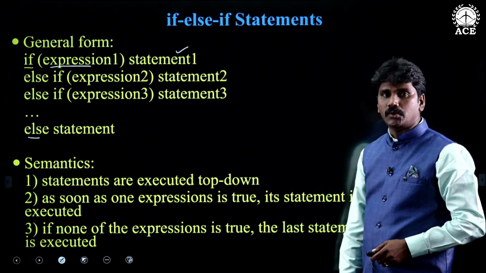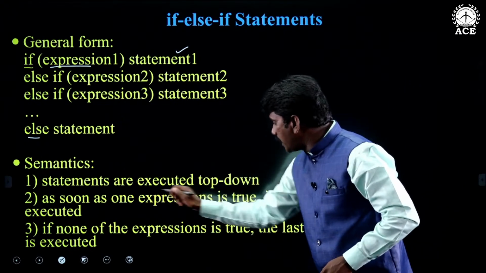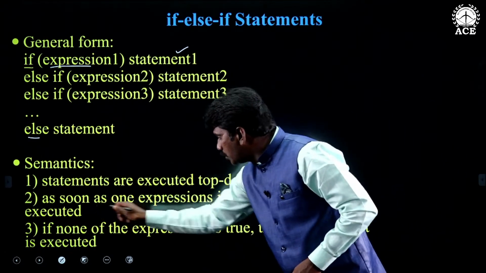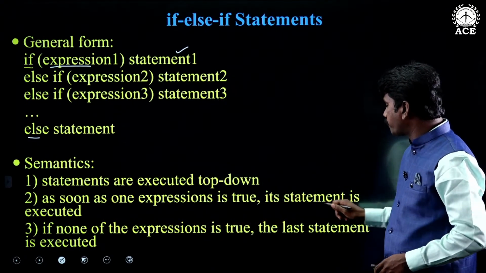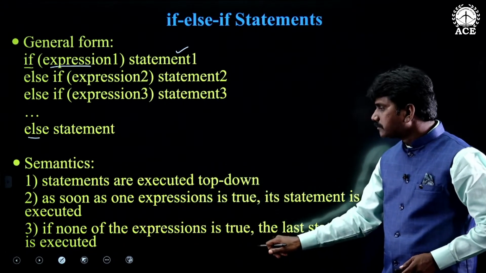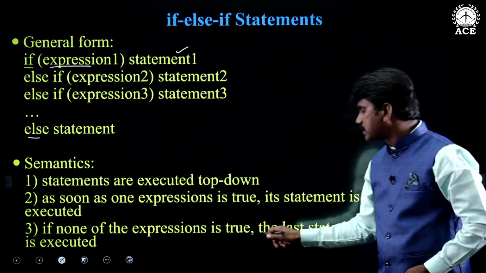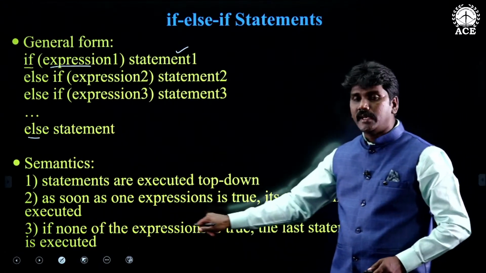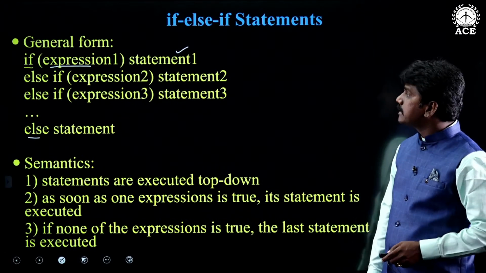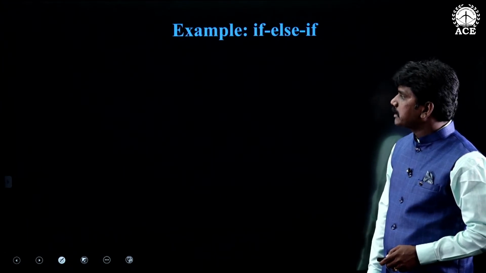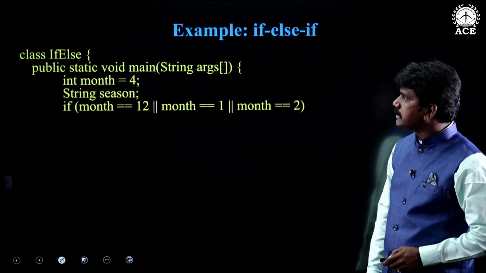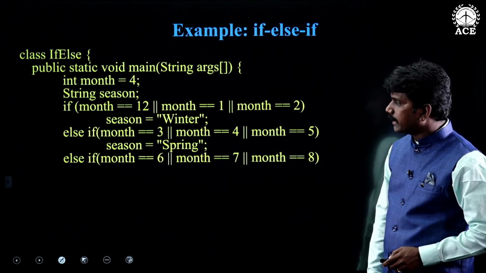Let us see what the rules are here. Statements are executed top to down. As soon as one expression is true, its statement is executed. If none of the expressions is true, the last statement is executed. Like this, the if else if is going to work. For example, let us consider a program with if else if, and see how it works.